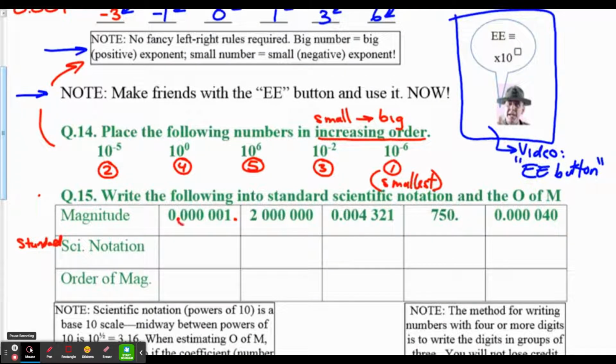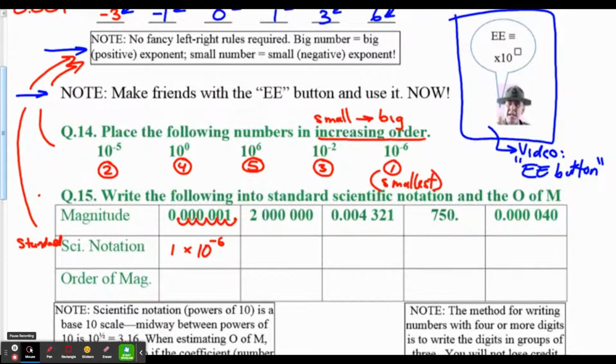Well, let's just count. 1, 2, 3, 4, 5, 6. It's a 1 times 10. There has to be a 6 up there. Is it a positive or a negative 6? Well, again, go back to that basic rule. Don't get fancy about, oh, I moved to the right and moved to the left. Is it a big or a small number? 0.000001, that's a small number. It gets a negative. There it is. 1 times 10 to the negative 6, aka 1 millionth. Done. Let's go over to the next one.